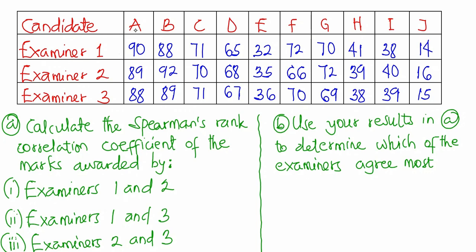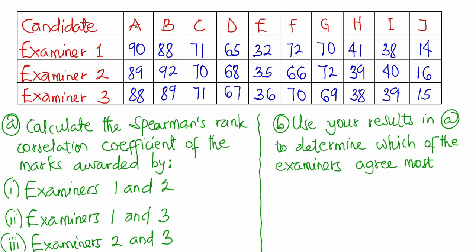Candidate A again obtained 89 marks from examiner 2. Candidate B obtained 92 marks from examiner 2. Candidate C obtained 70 marks from examiner 2. To the last candidate J, who obtained 60 marks from examiner 2.